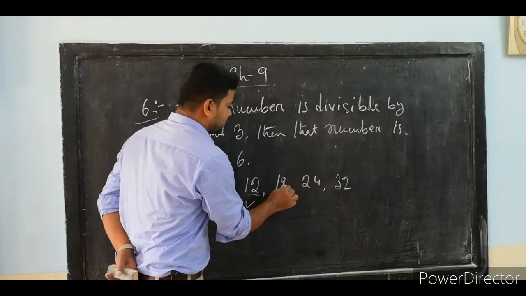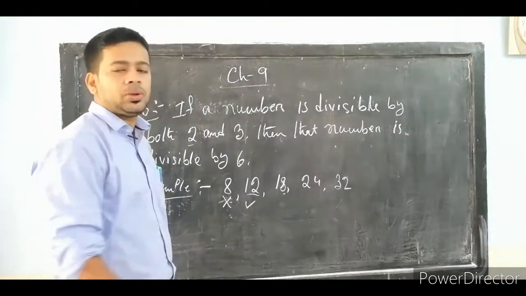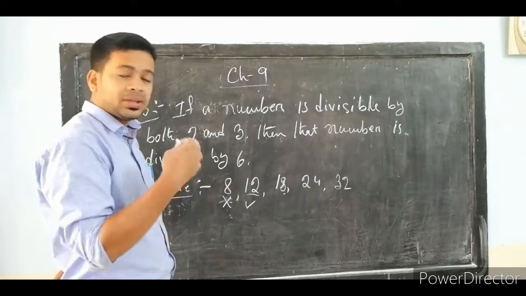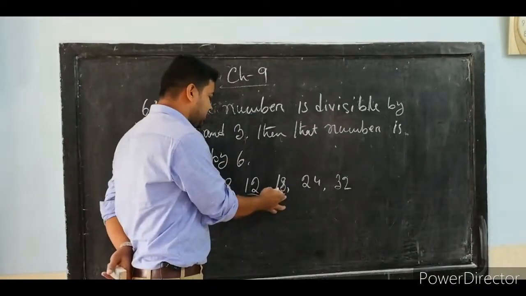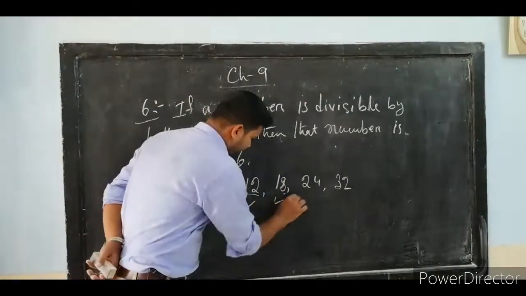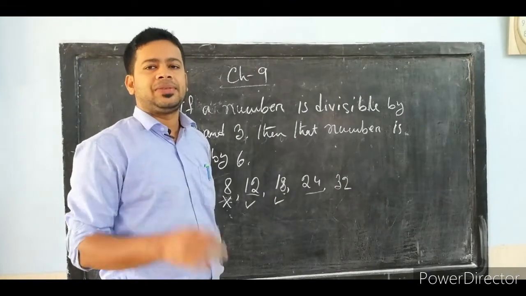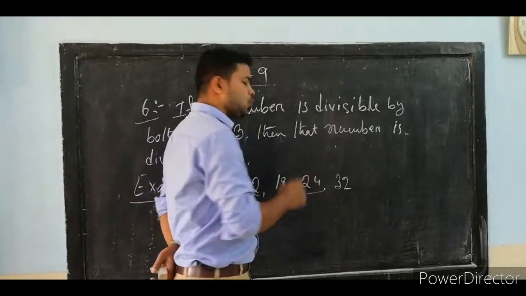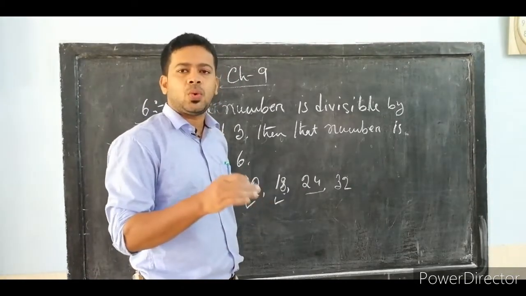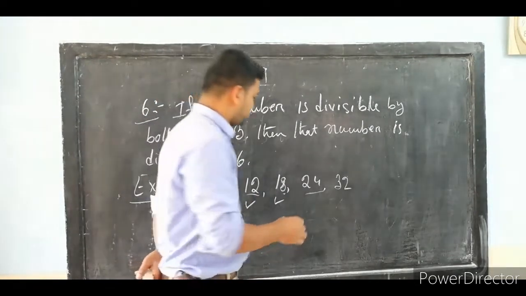Now the next number I have written is 18. In 18, 8 is the last digit, that means it will be divisible by 2, as well as 8 plus 1 is 9, that means it is divisible by 3 also. So since it is divisible by 3 and 2 both, it can be divided by 6. Next, 24. Here also the last digit is 4, it's an even number, so it will be divisible by 2, and since 4 plus 2 is 6, it is also divisible by 3. So 24 is divisible by 2 and 3 both. What does it mean? That it will be divisible by 6 also.